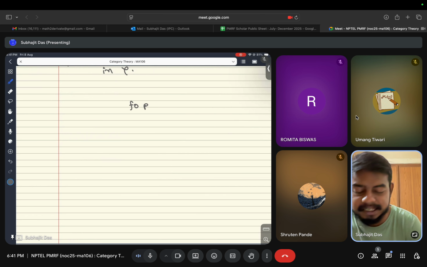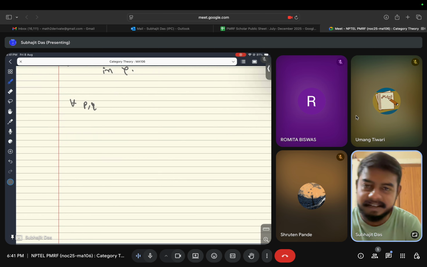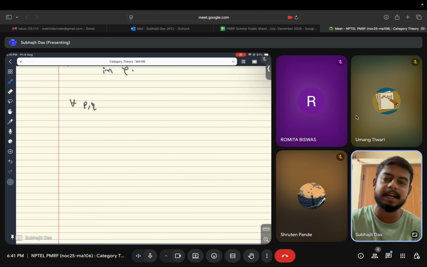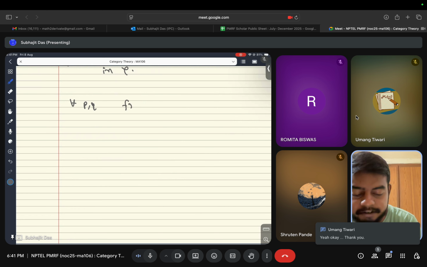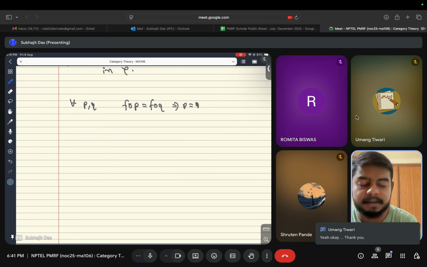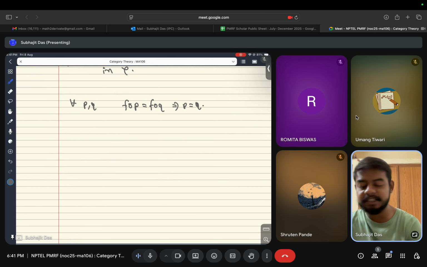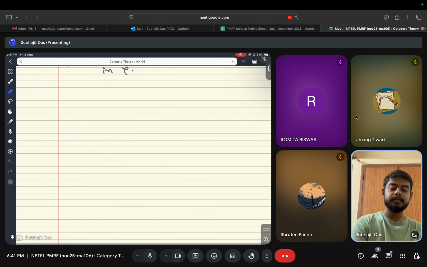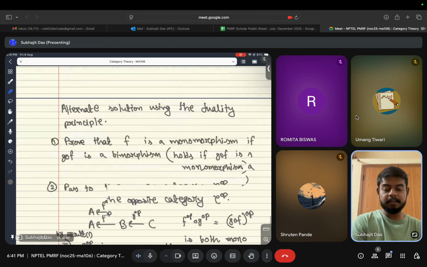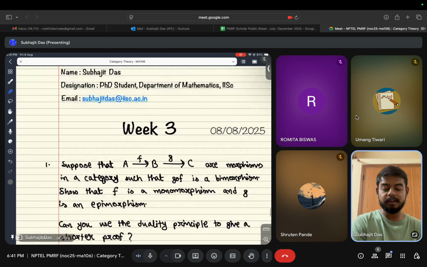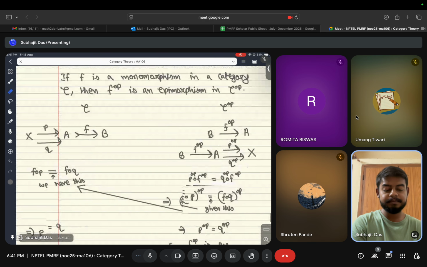A monomorphism is defined like this. For all P, Q, such that F is composable with P and F is composable with Q, F composed with P is F composed with Q implies that P is equal to Q, right? So this is entirely an algebraic notion. So these are algebraic properties. Okay. So yeah, that solves the first problem. Let's move on.